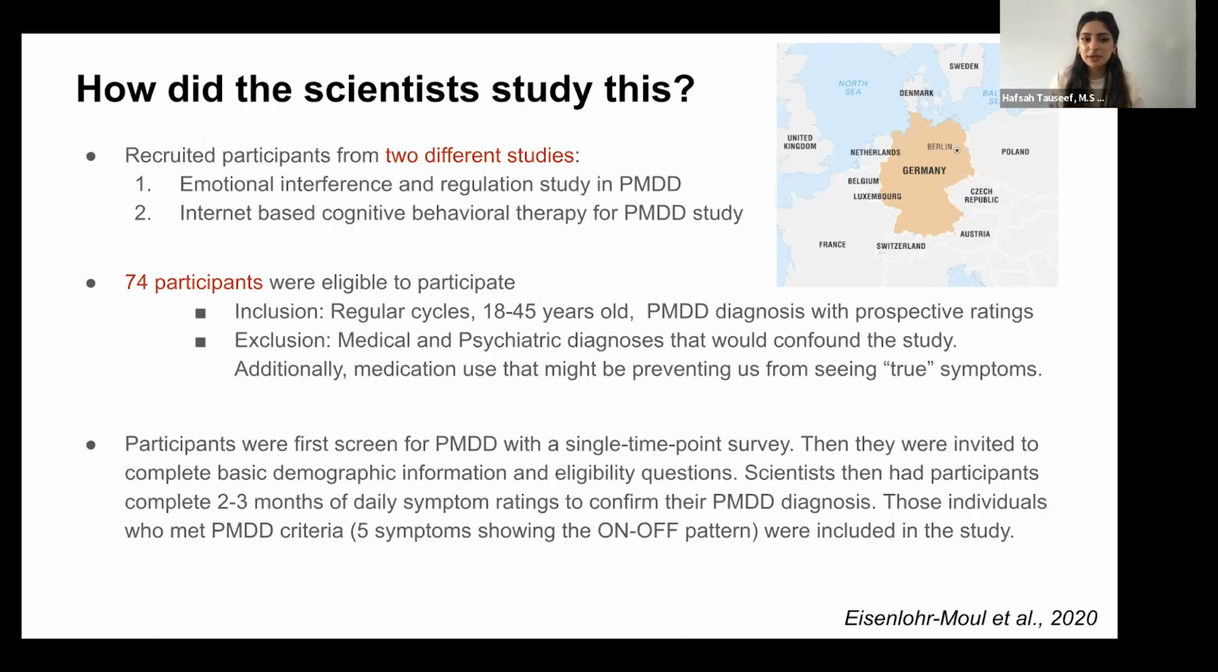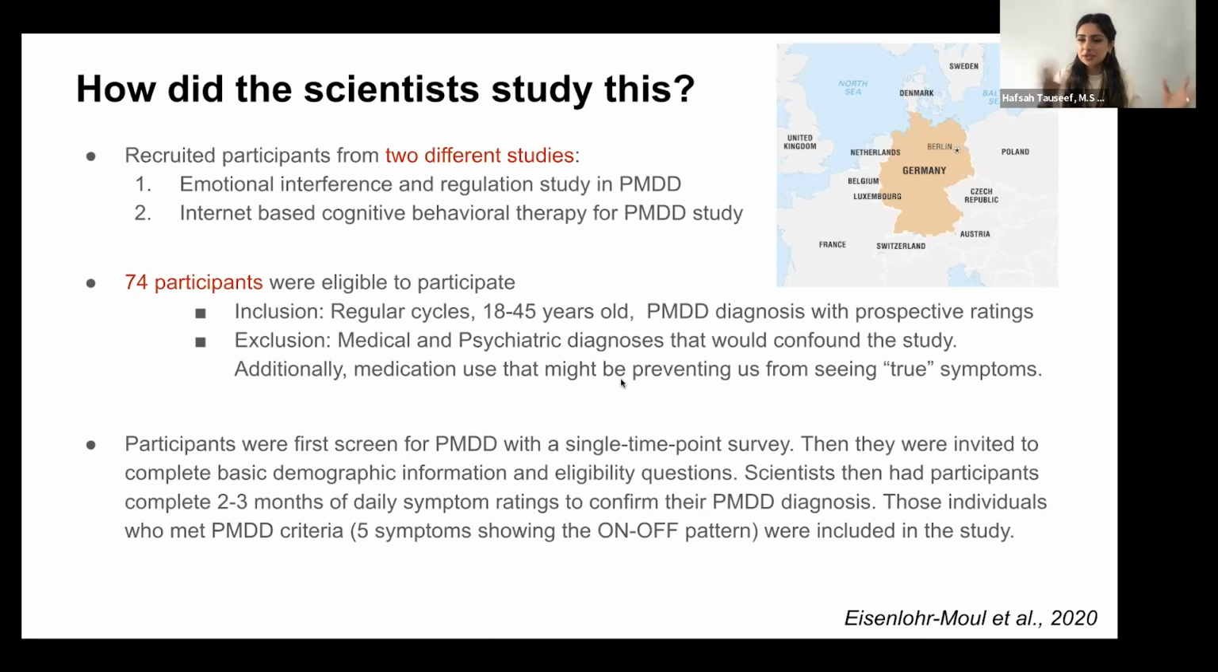So how did they include people in the study? People were included if they had regular cycles, were of reproductive age, between 18 and 45, and had a PMDD diagnosis with prospective ratings. Scientists sometimes have to exclude people just to make sure that we can understand what's happening very clearly. So in this study, people were excluded if they had medical or psychiatric conditions that might have made the results a little bit blurry or difficult to understand. Also, they excluded people who were on any medications that could have prevented us from seeing true symptoms, for example, if participants were taking birth control.